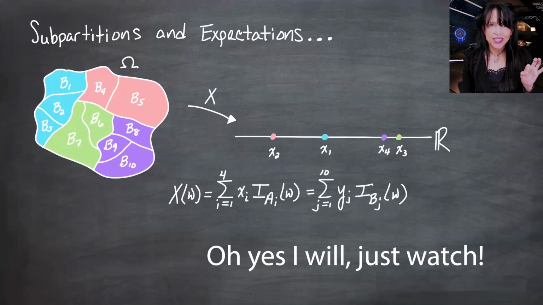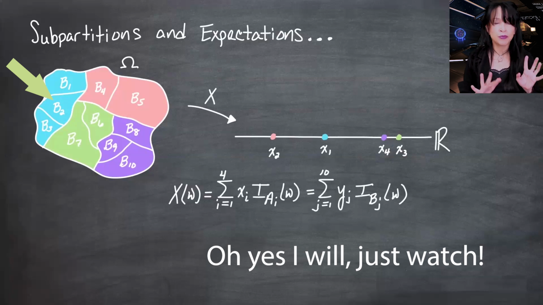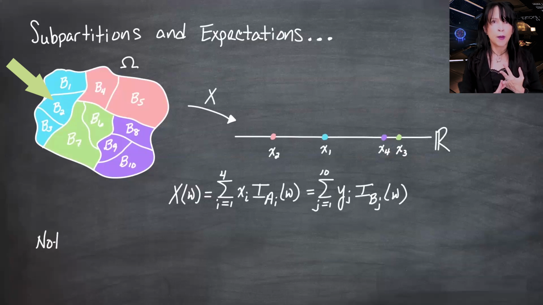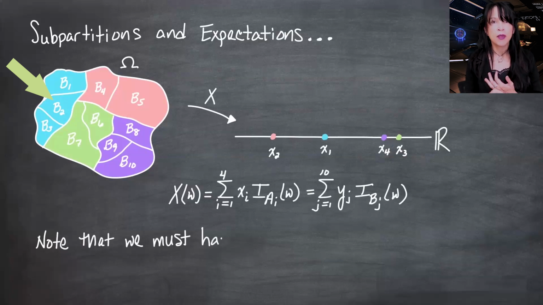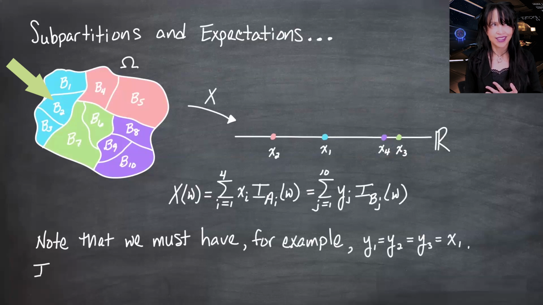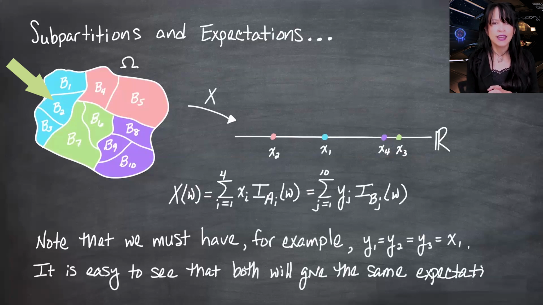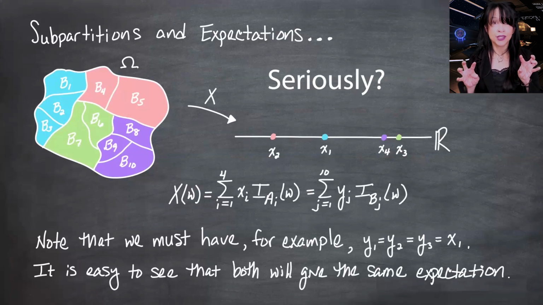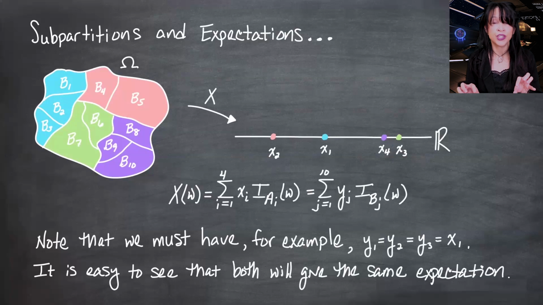But this partition, if this blue part over here was originally A1, all points in the blue part map to little x1, and the second partition is saying all points in B1 are mapping to y1, and so on. This is saying that y1 must equal y2, must equal y3, must equal x1. But to finish that conversation, it's easy to see that both of these representations are going to give the same expectation. So one more time, if I have 2 representations, that locks in certain things about the coefficients.